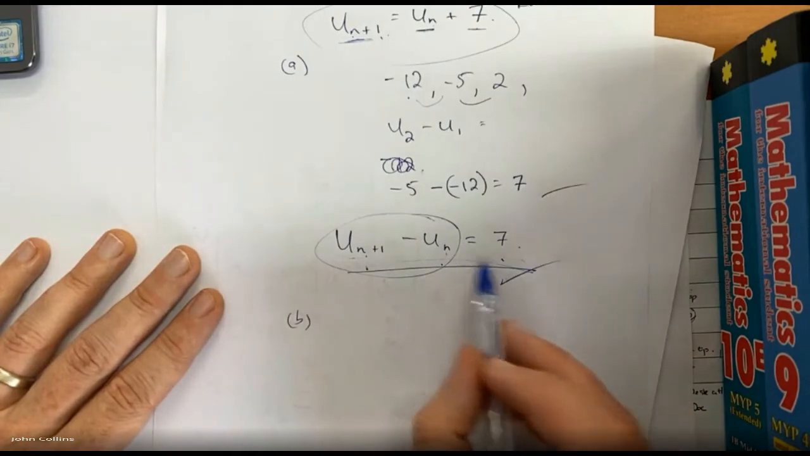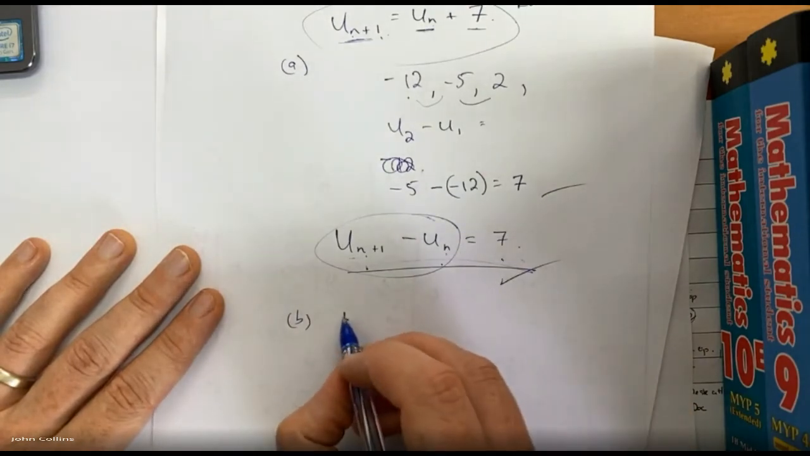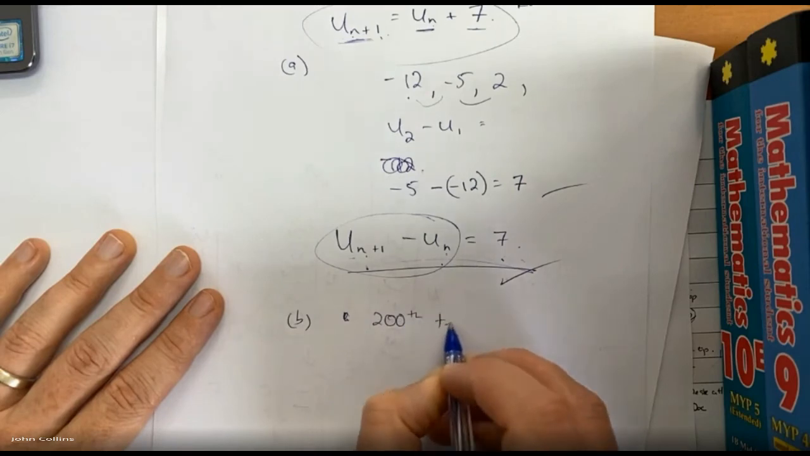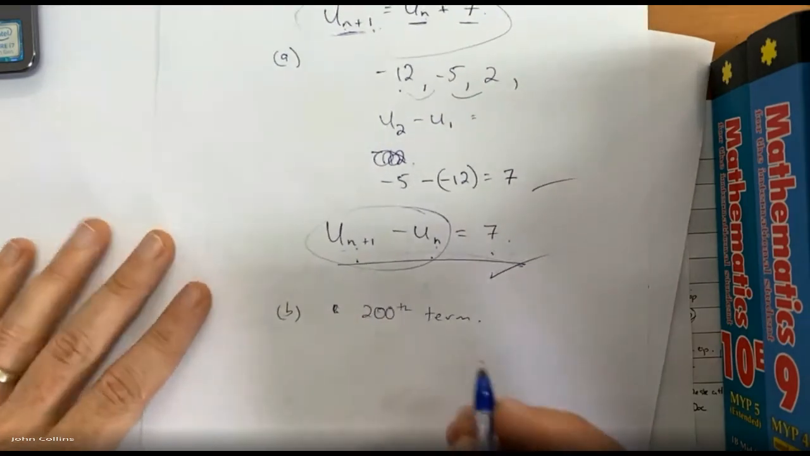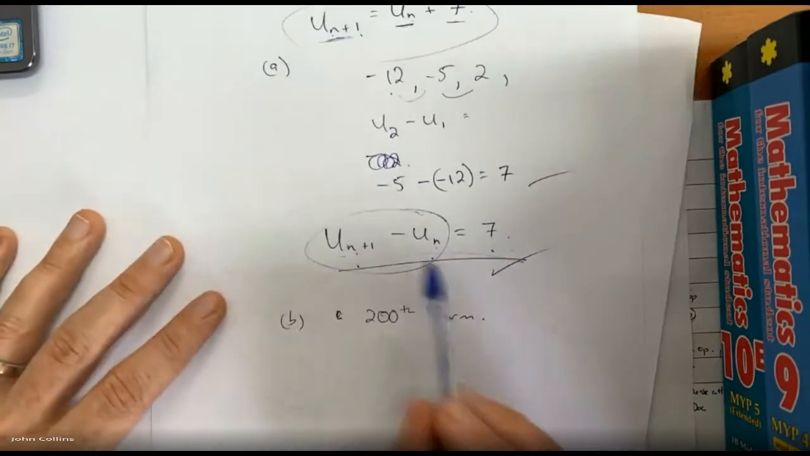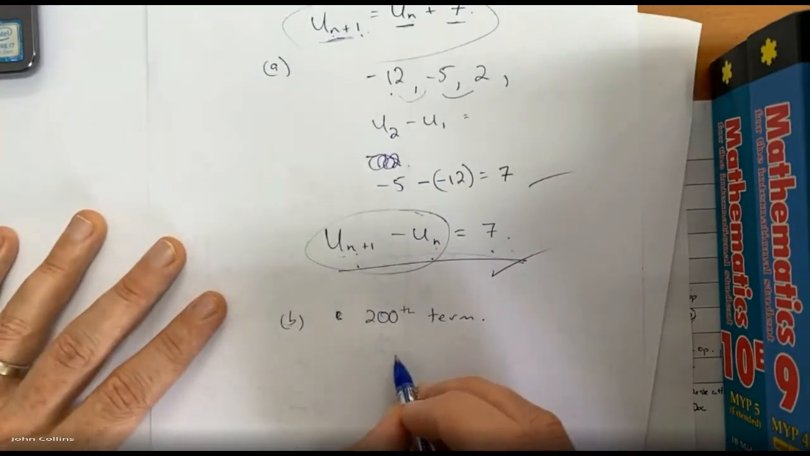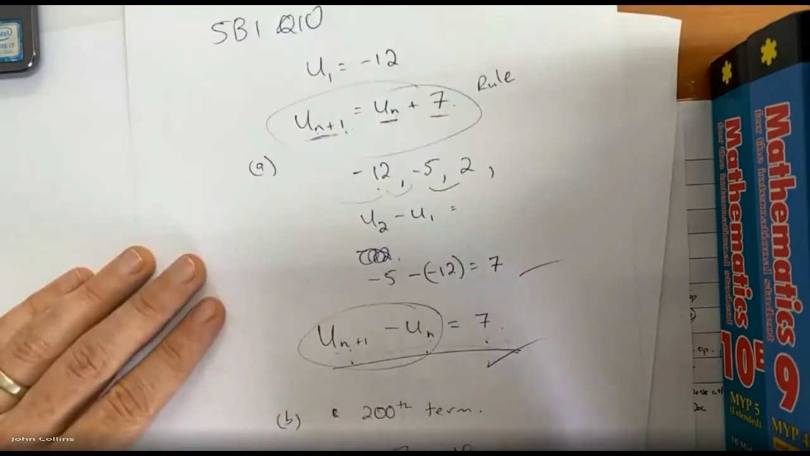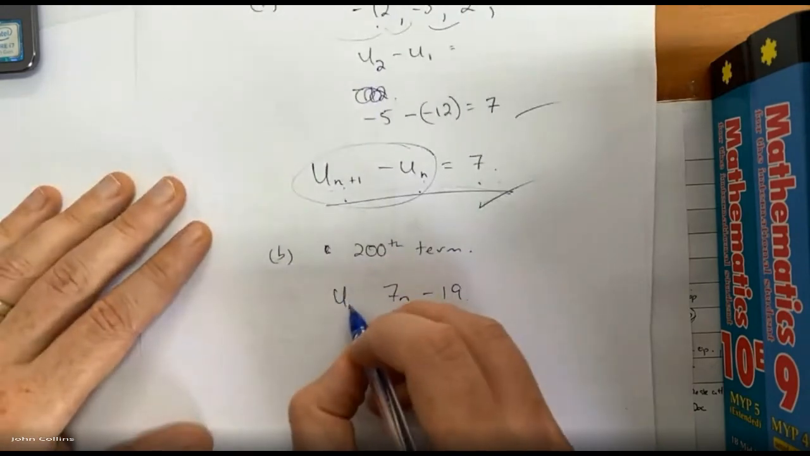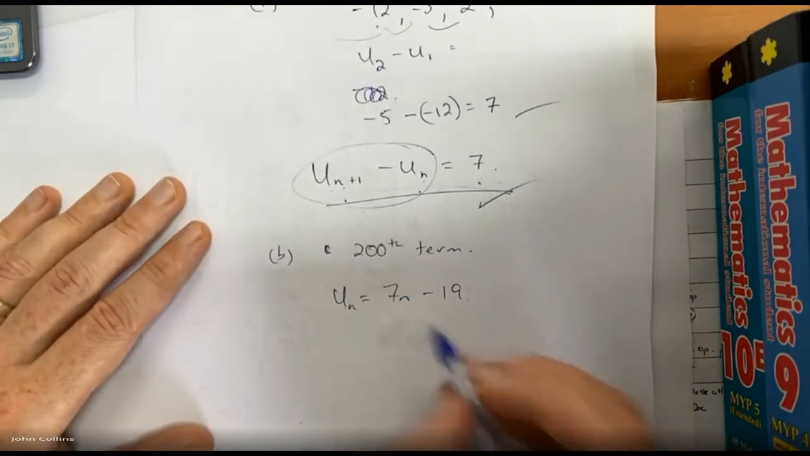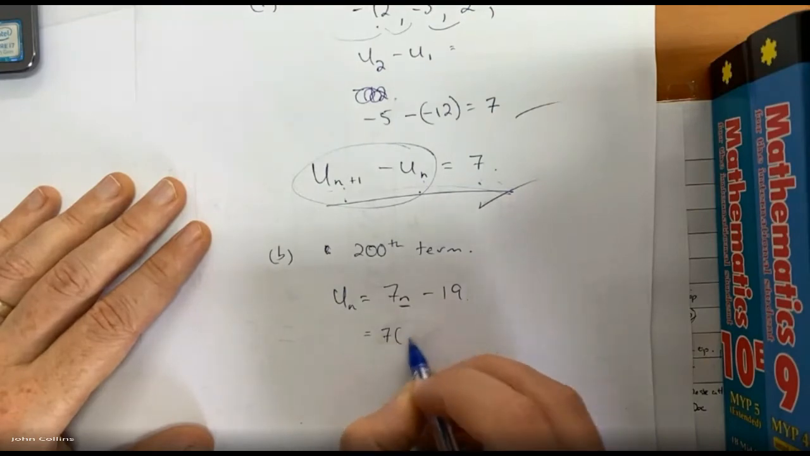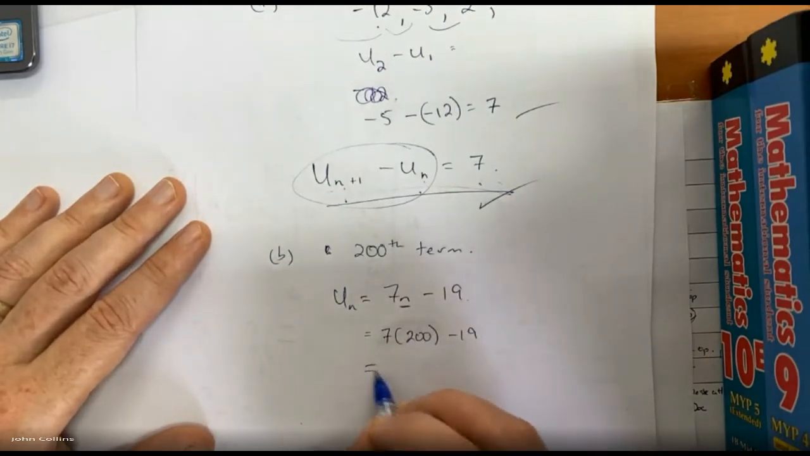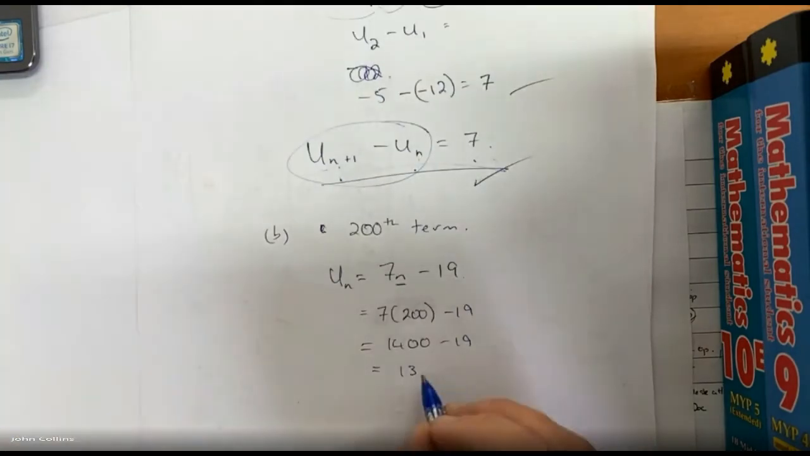So if I know there's a constant difference of 7, part B asks to find the 200th term. So I can find the formula then. Formula is going to be 7n. And if I look back at this, I think minus 19 is the formula, and you can work that out for yourself. UN is that. So that's the 200 term. Sub in 200 into here. 7 times 200 minus 19. That's 1,400 minus 19. And you will get whatever that is. Okay, hopefully that's the right.